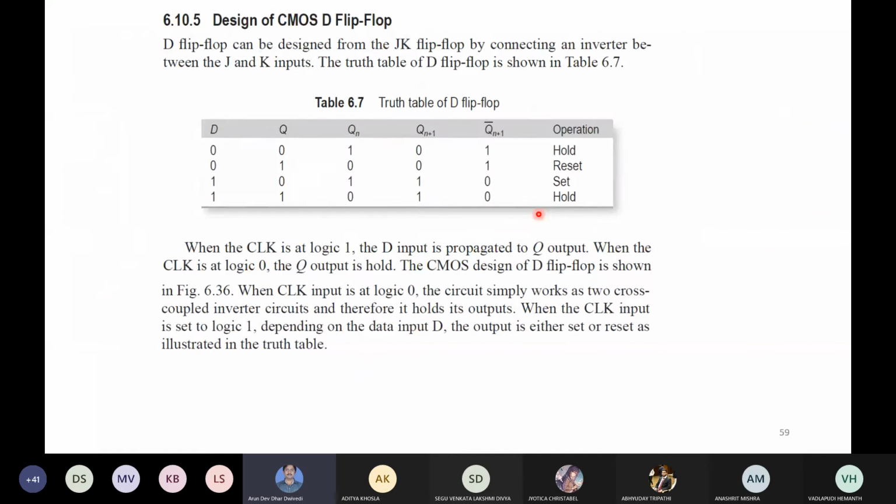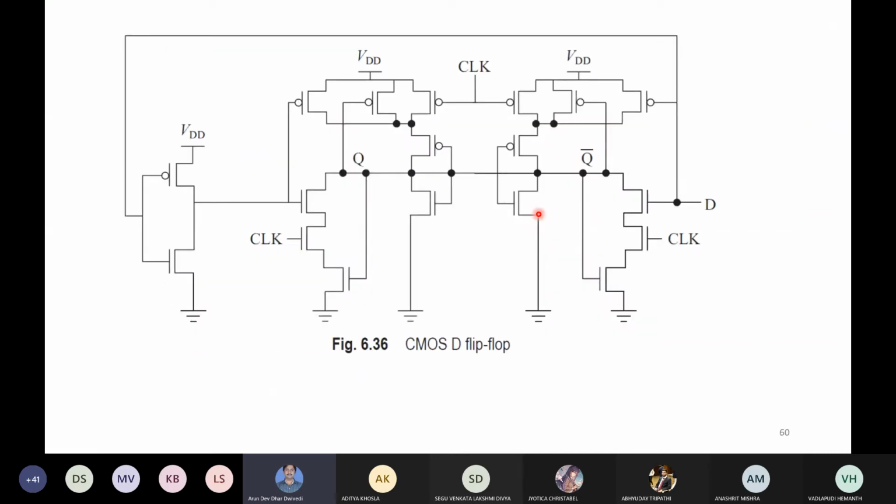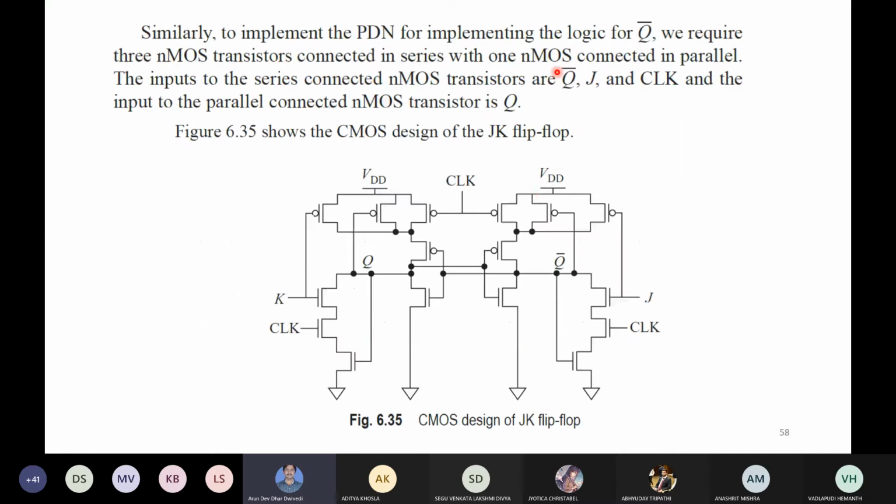D flip flop. This one we can see here, as here the JK flip flop we have already designed. This we will connect from here, we will come to here, and we will connect one inverter to this one. So D is directly given as input here.